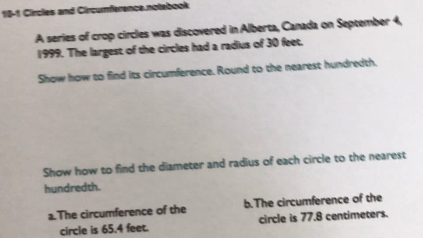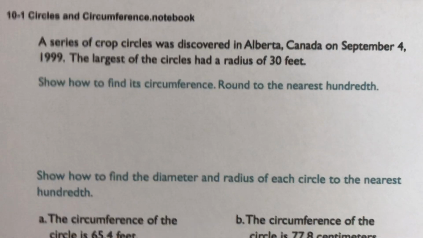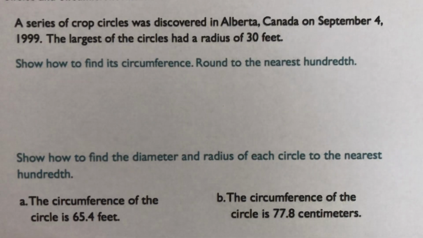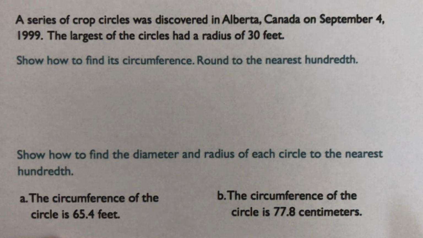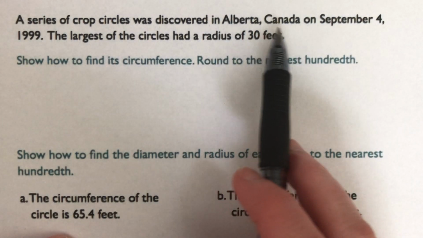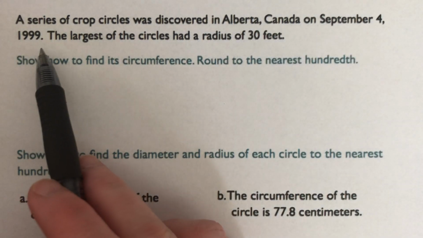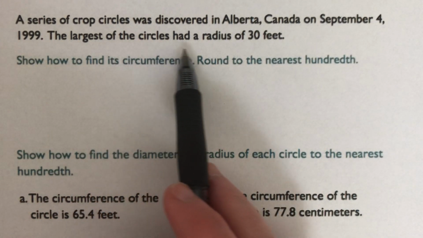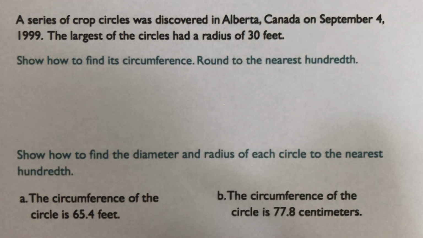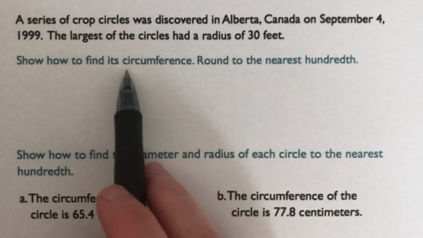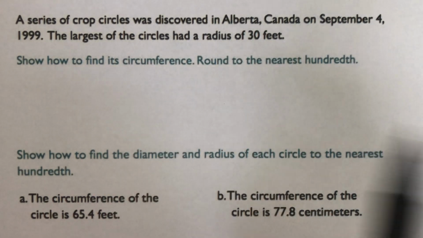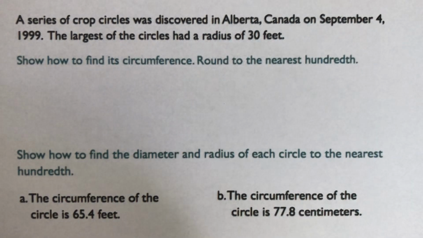All right, so here up at the top, this is all math, this page. Shouldn't take too long. I hope it's not blurry. A series of crop circles was discovered in Alberta, Canada on September 4th, 1999. The largest of the circles had a radius of 30 feet. Show how to find its circumference, and then the important part, round to the nearest hundredth.